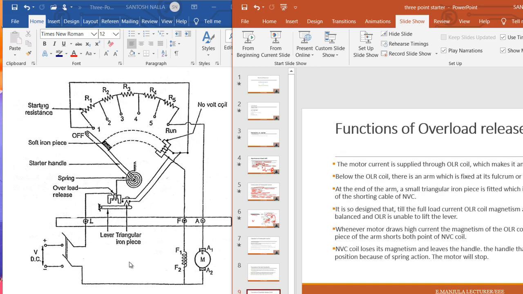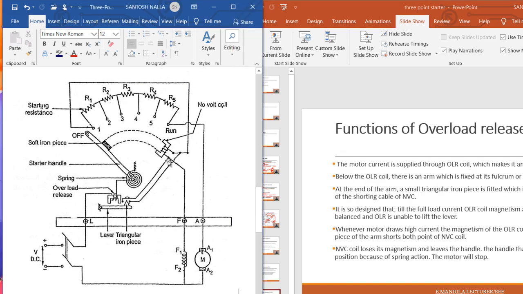Okay, hope you understood both the cases. Once again, I will tell this about the NVC and OLR. Say the handle is moved to start 2. Once the handle is moved to the start 2 position, the current will flow from R1 like this, through the no volt coil to the field.